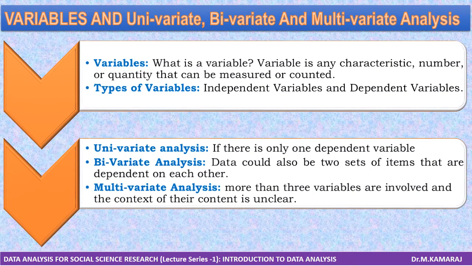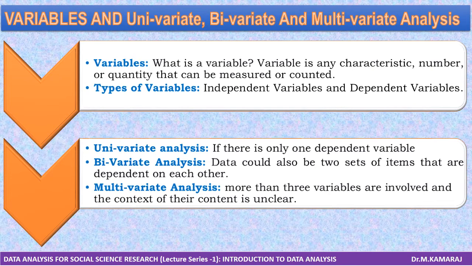In this particular slide, we will learn about the outline of variables, and univariate, bivariate, and multivariate analysis. What is a variable? A variable is any characteristic, number, or quantity that can be measured or counted. A variable may also be called a data item. For example, age, gender, monthly income, nationality, educational qualification, nature of business, attributes of a product, etc.